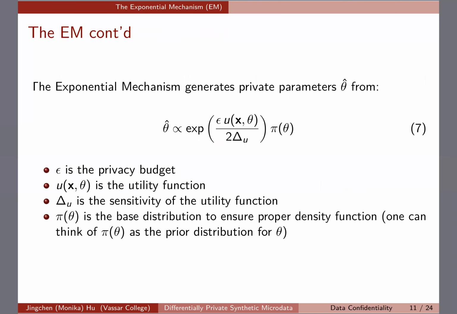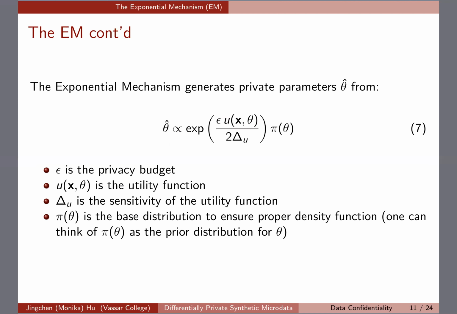Yeah, so what we're doing is proposing different ways to get the utility function, right? But you can see that the utility function is about the original private data as well as the parameters, okay? And the EM, the exponential mechanism, is only talking about generating private parameters yet, okay? It's not about generating the synthetic data, the private synthetic data. So we are still here in this stage.